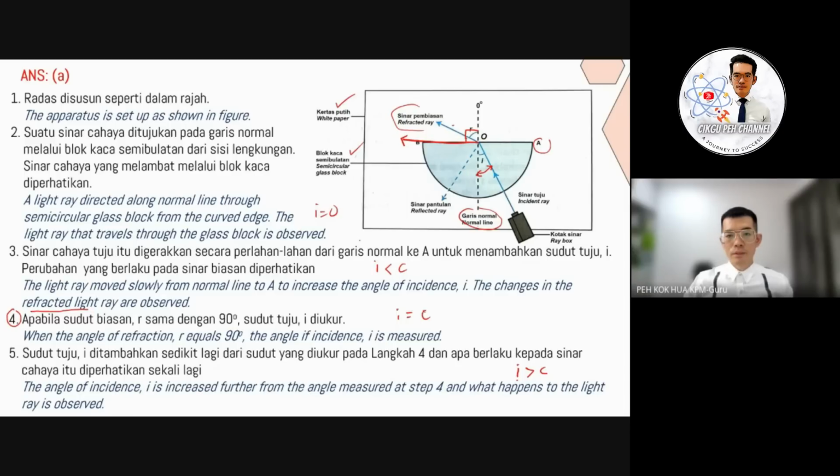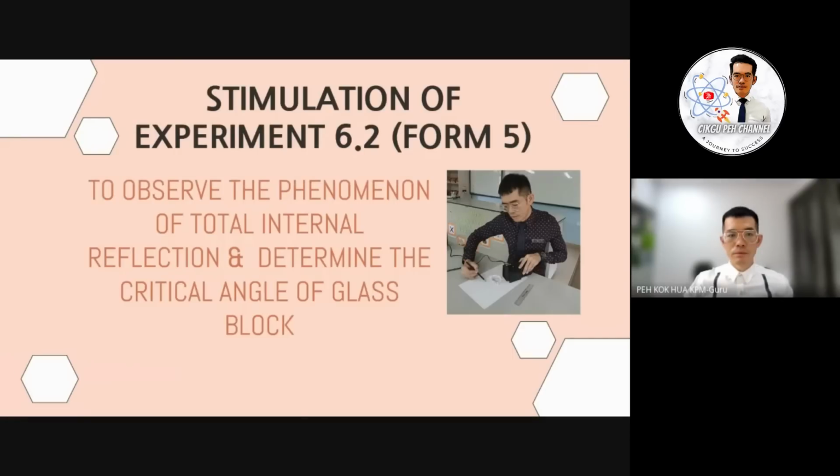And let me show you the simulation for this experiment. The simulation will be regarding observing the phenomenon of total internal reflection and determining the critical angle of the glass block, which is requested by the question.